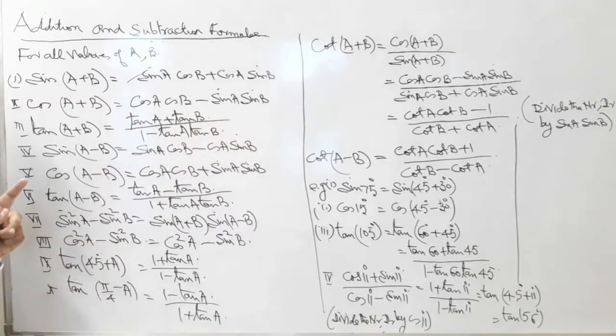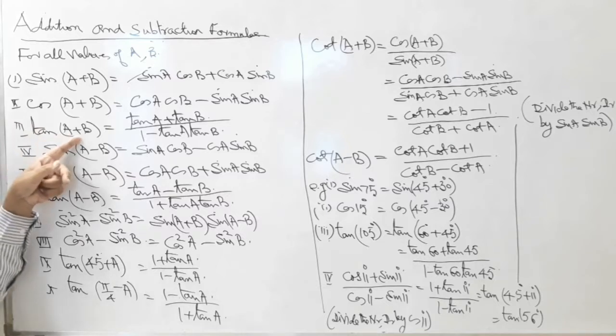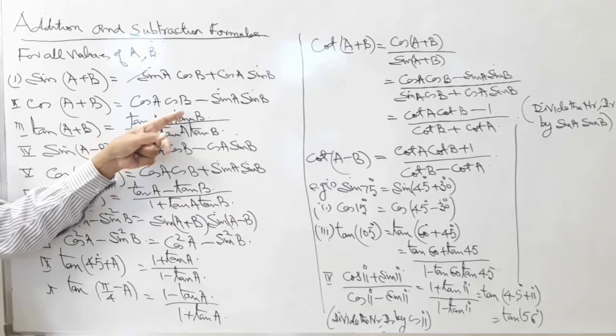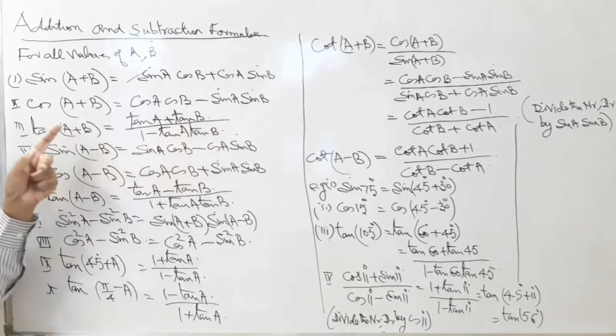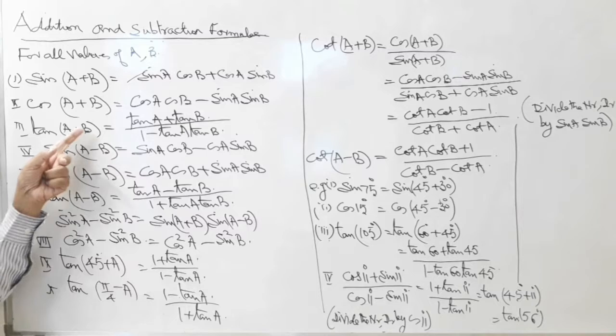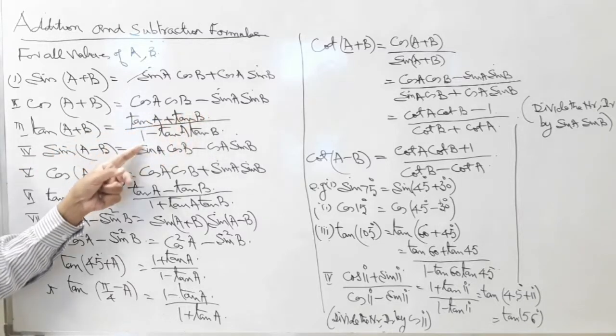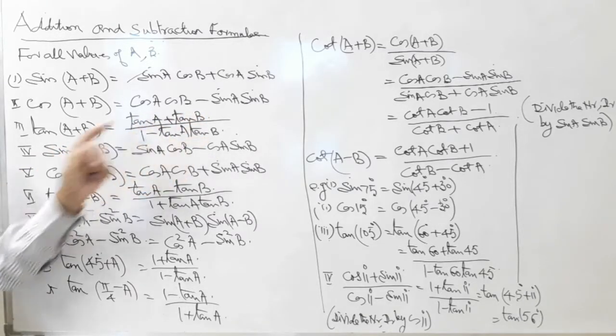Then the third is addition based, tan(A plus B), that is tan A plus tan B over 1 minus tan A tan B. Repeat, tan(A plus B) is tan A plus tan B over 1 minus tan A tan B.